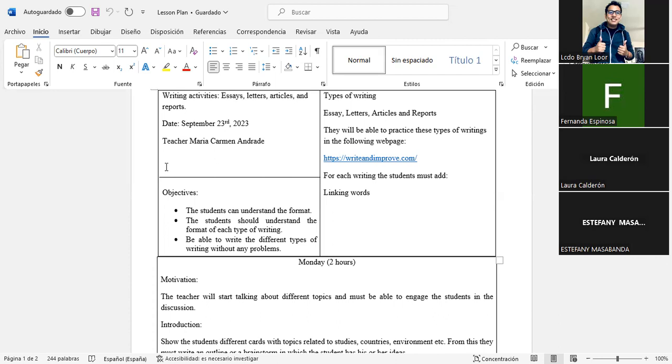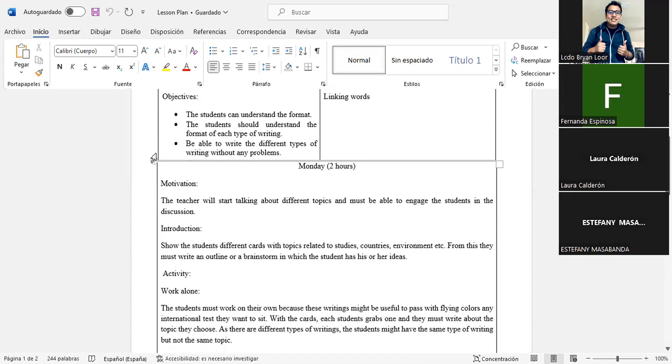So, the objectives are that the student understands the format, because each of these writings has an exact format. The student should understand the format of each writing and be able to write the different types of writings.